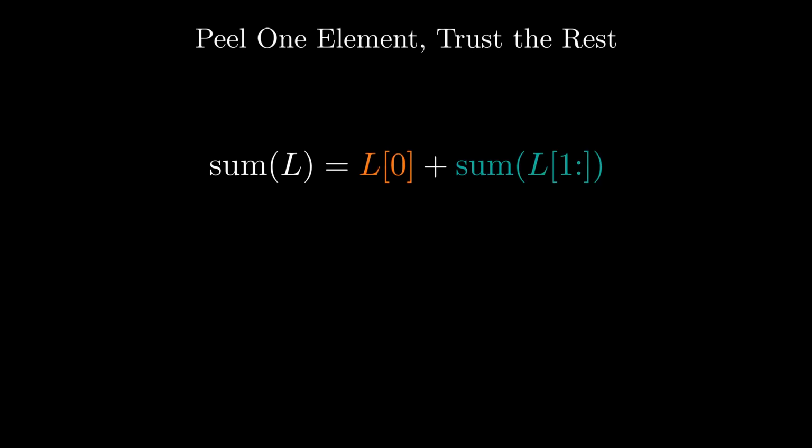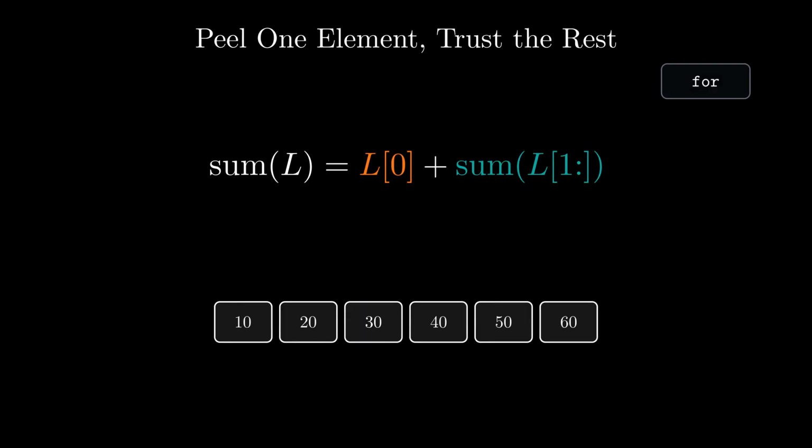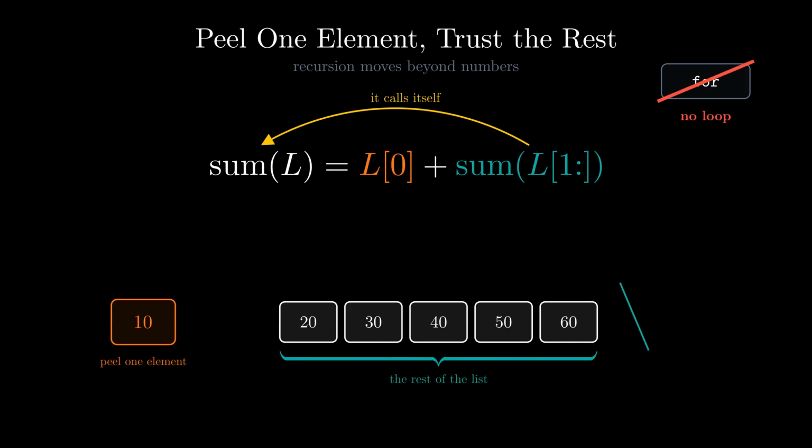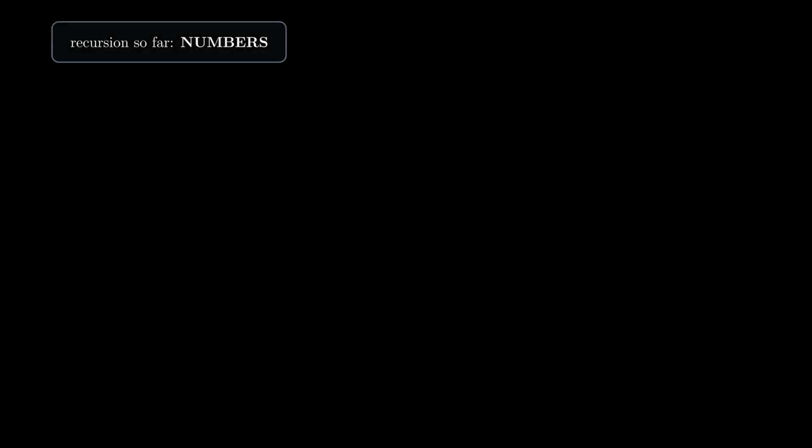Here is a function that sums every element of a list, and it contains no loop at all. Instead, it calls itself. Today, recursion moves beyond numbers. We peel one element off a list, trust the function we are still writing to handle the rest, and build the answer back up. So far, recursion has lived on numbers, where a tidy mathematical definition translates straight into code.